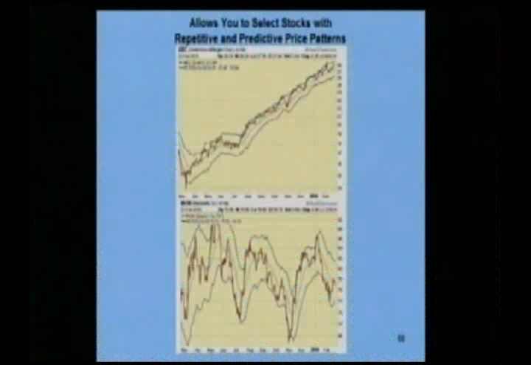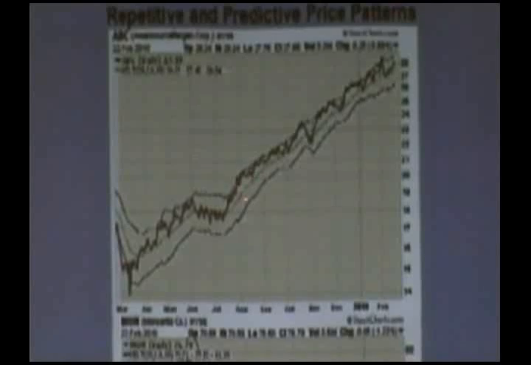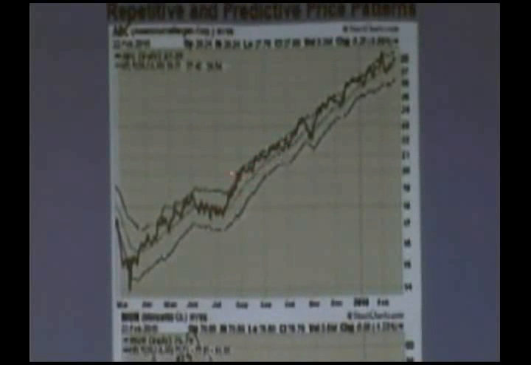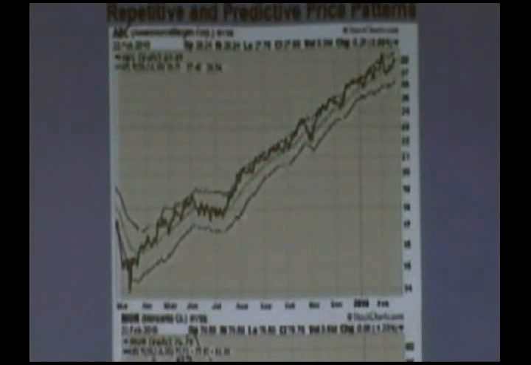You can also use the Keltner channels to help you select stocks with repetitive and predictive price patterns. In other words, with ABC, Amerisource, you can see these are fairly predictable price patterns here. Whenever it gets up near the upper band, it usually goes down to the middle channel. And then when it gets to the middle channel, it usually goes back up to the upper channel. So here it hit the middle, went back up, hit the middle, went back up, hit the middle, went back up, and so on and so forth.